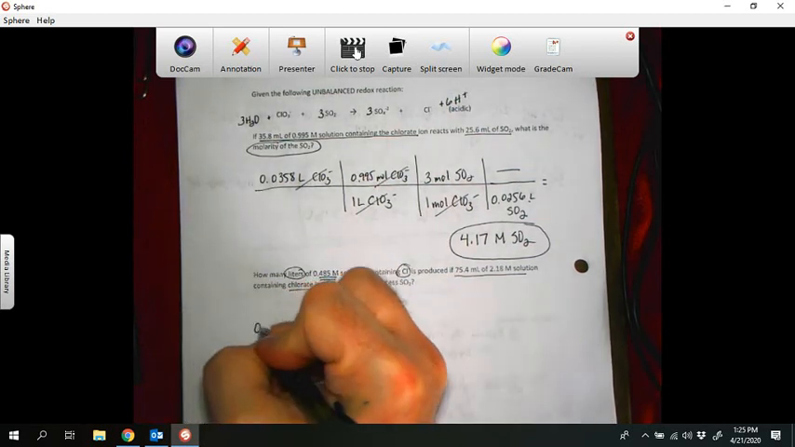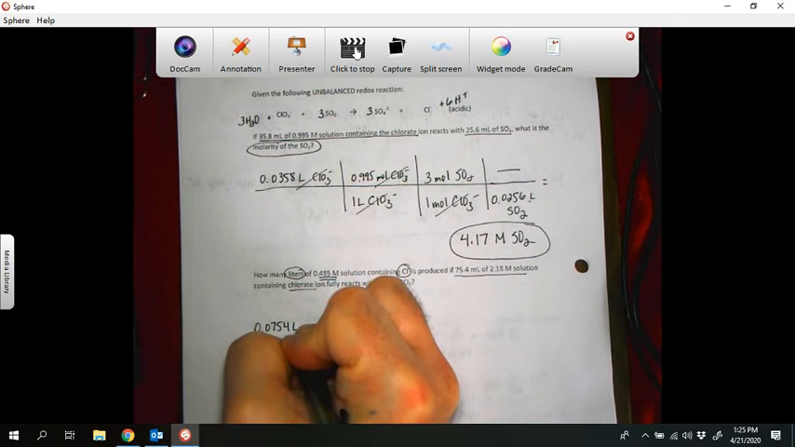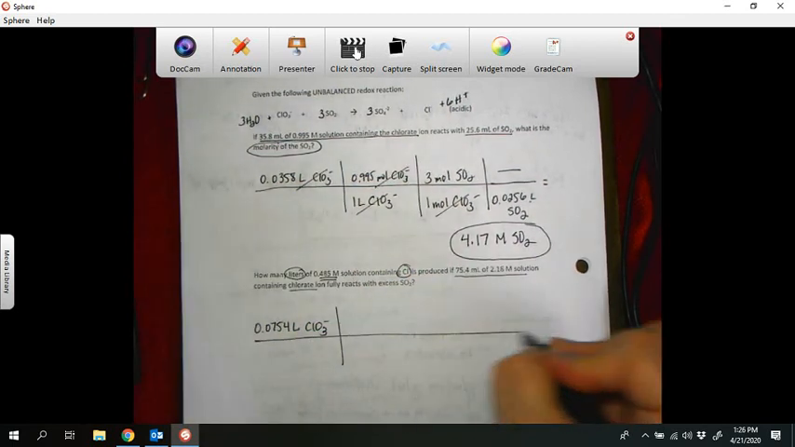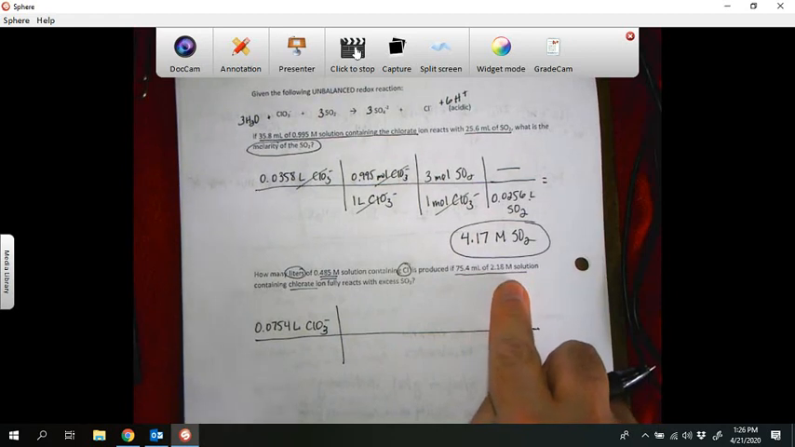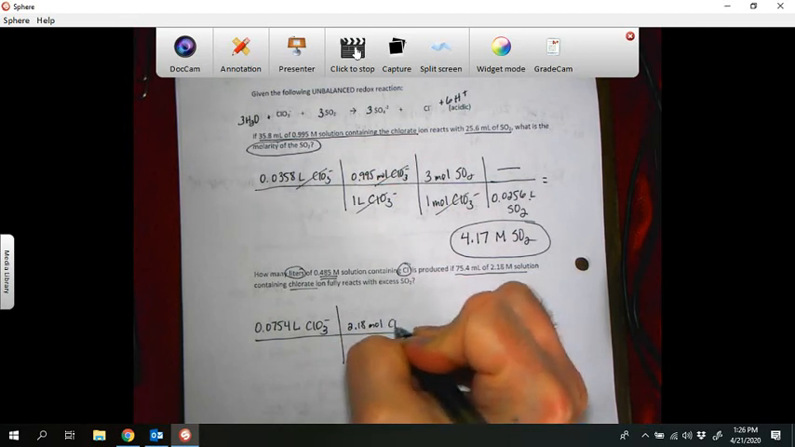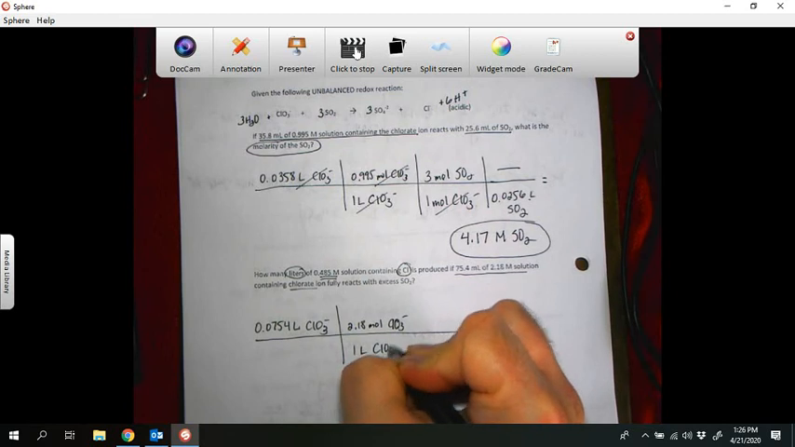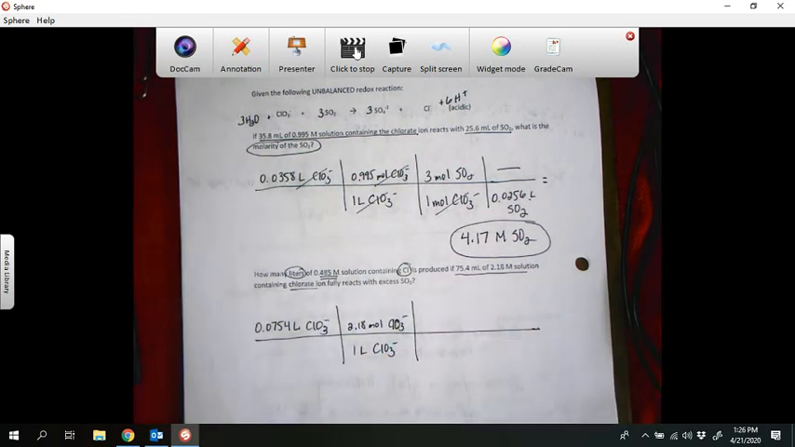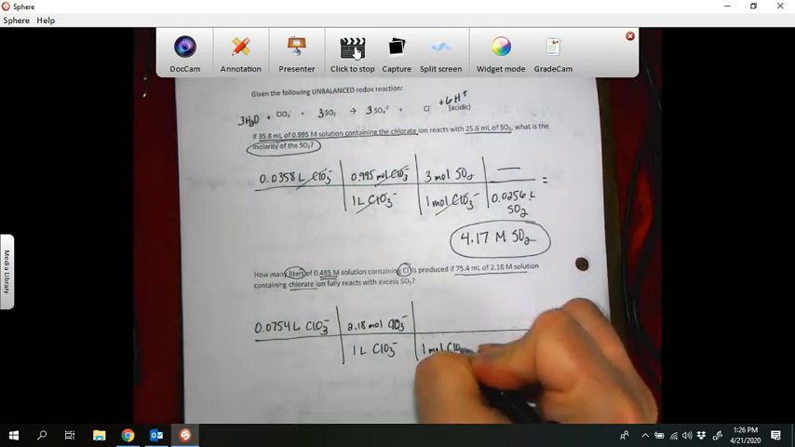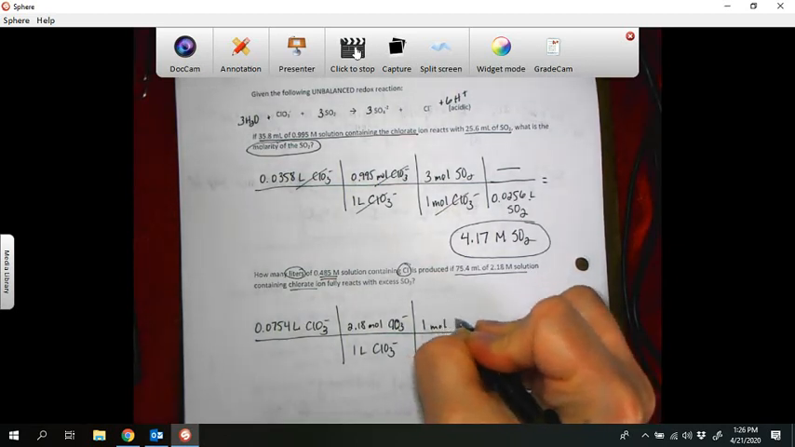So 0.0754 liters of chlorate ion. This time we have 2.18 moles per liter. So 2.18 moles of chlorate per 1 liter of chlorate ion solution. And now our mole ratio between chlorate ion and chloride ion. If we look back up at the equation, they're 1 to 1. So 1 mole of chlorate to 1 mole of chloride.